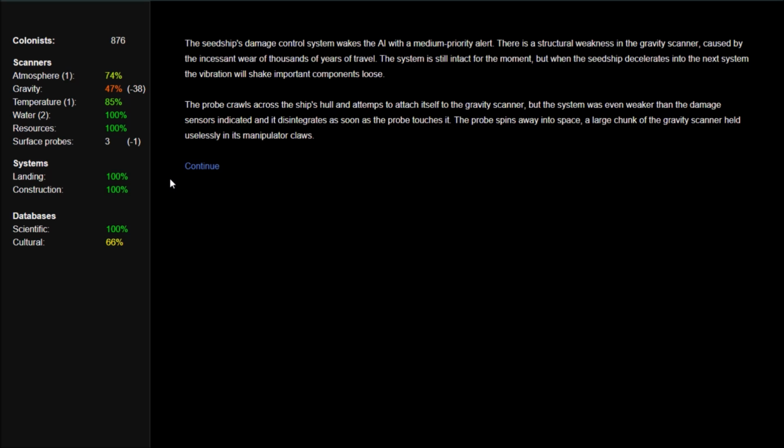That's bad. Probe crawls across the ship's hull and attempts to attach itself to the gravity scanner. System was even weaker than the damage sensors indicated, and disintegrates as soon as the probe touches it. Probe spins away into space. Large chunk of the gravity scanner held uselessly in its manipulator claws.